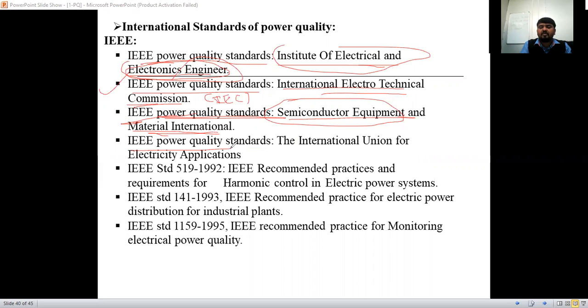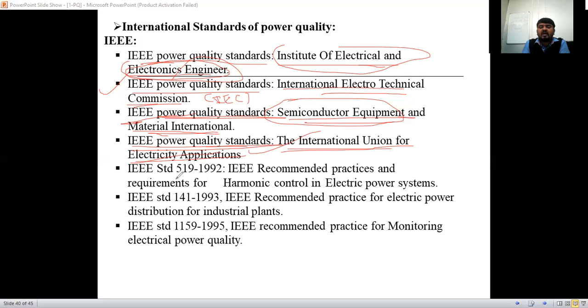Next one, power quality standards. Here also power quality standards. This one is for semiconductor equipment, but here it is the International Union for Electricity Appliances. For all appliances they have made one union, called the International Union, that comes under the power quality standards. So we call it the International Union for Electricity Appliances.